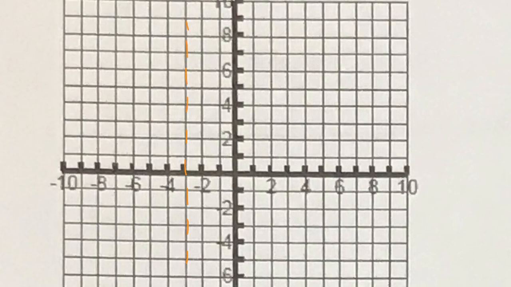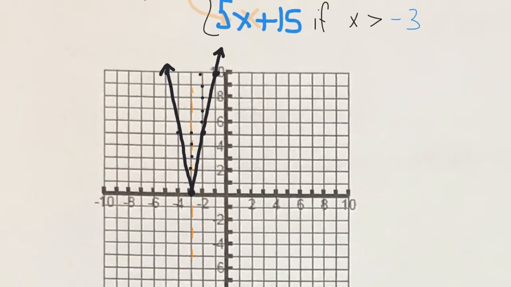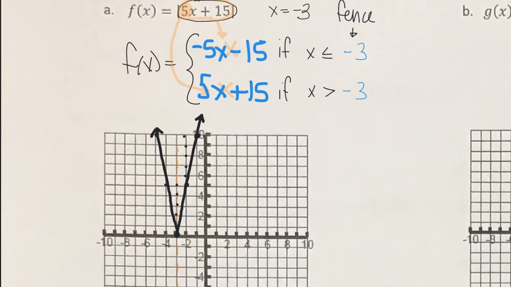Our graph has a vertex at negative 3 comma 0. And we had a slope of 5. So up 1, 2, 3, 4, 5, right 1. Here is the right side of our fence, the 5x plus 15 side. And then 5 up and 1 left. Here is your negative 5x minus 15 side of your graph. So putting it all together, it looks something like that.